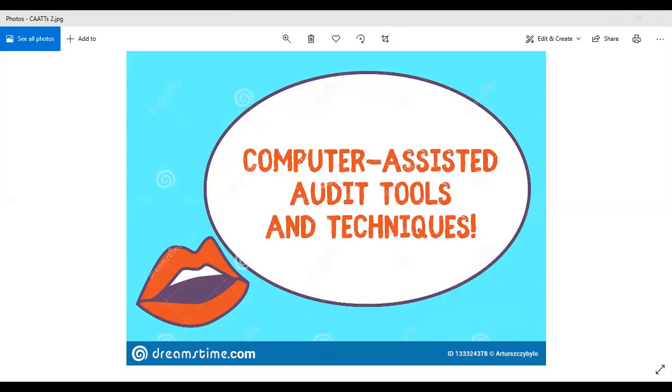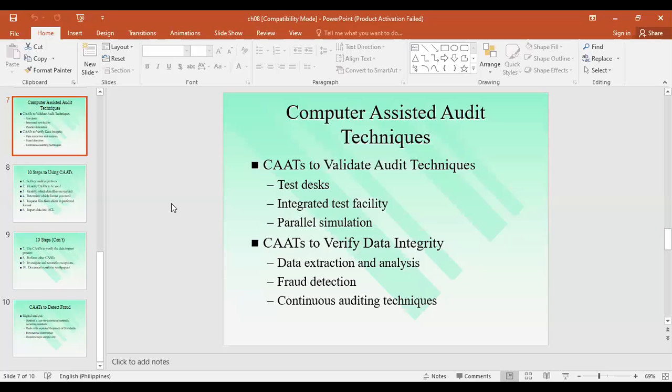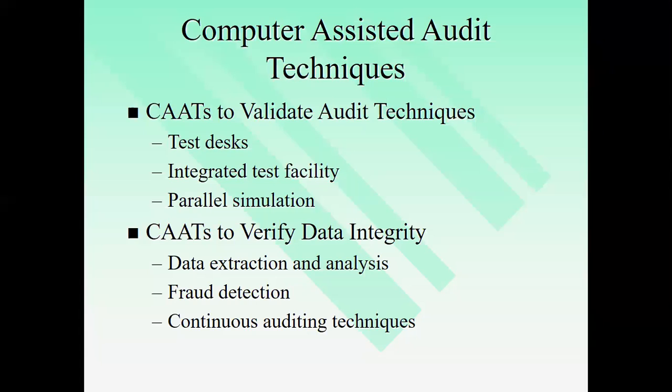So we actually have again to focus on the techniques for the audit. So these are grouped into CATs, the techniques used to validate the audit. So we have the three: test deck, then I have also known this as test deck, integrated test facility or ITF, and parallel simulation. So how do the three differ from each other?